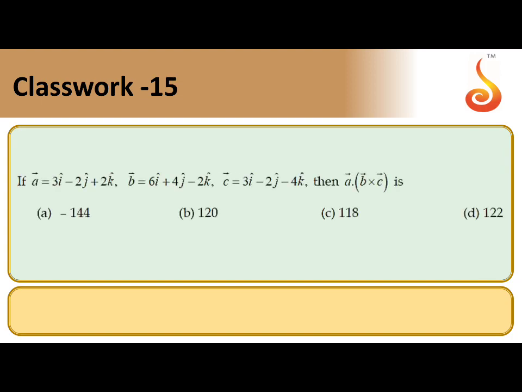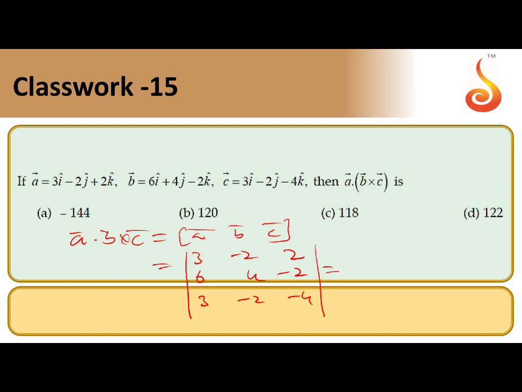Next question. A bar, B bar, C bar is given. A dot B cross C is nothing but box ABC. So box ABC means you can find a determinant. So 3, minus 2, 2, 6, 4, minus 2, 3, minus 2, minus 4. Just find the value of the determinant to get the answer.